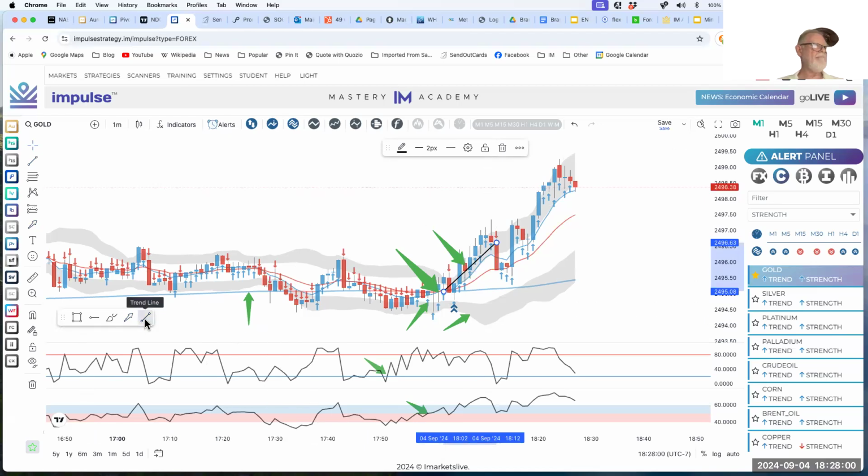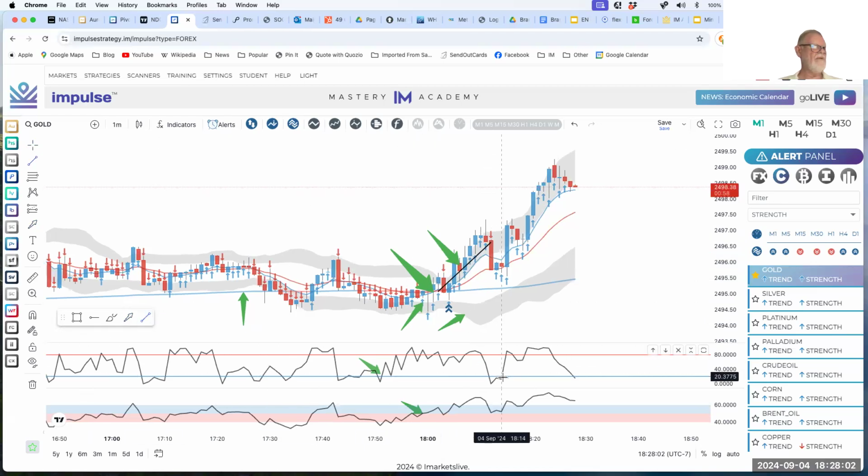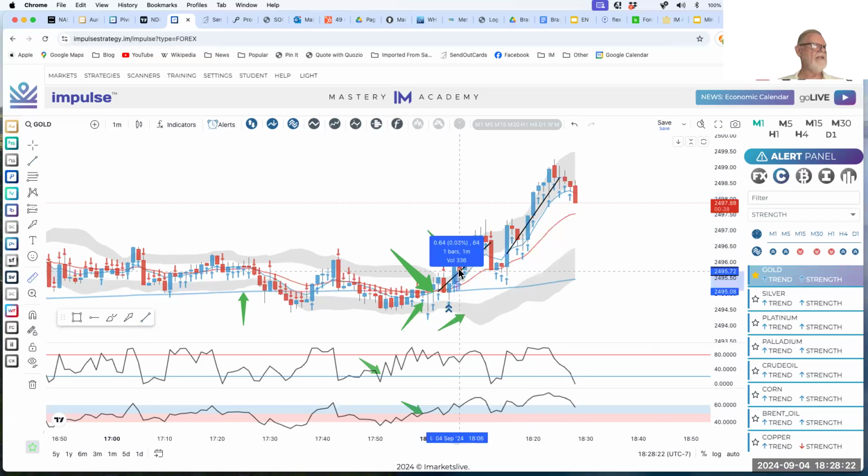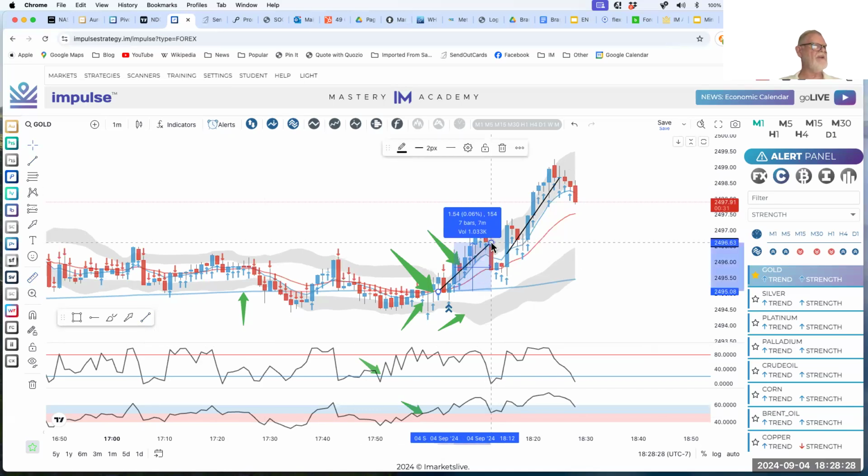I would then get back in on this continuation, see where it crosses here, back up into the blue, and it bounces off the red and heads up again. So you have another entry here, and you would probably take that up to about there. And so you would get on this move here, from here to the top of here, that's 154 pips.